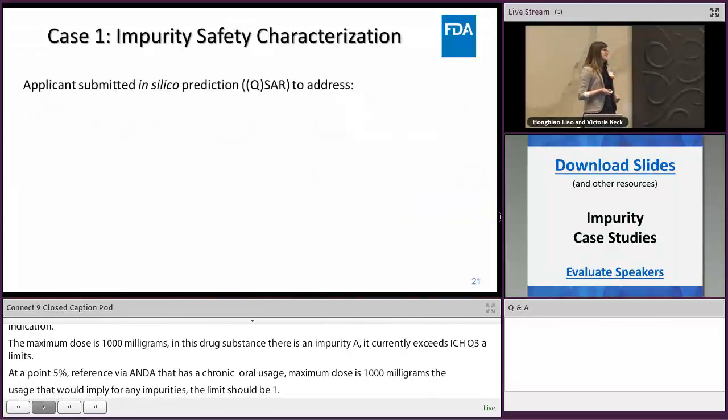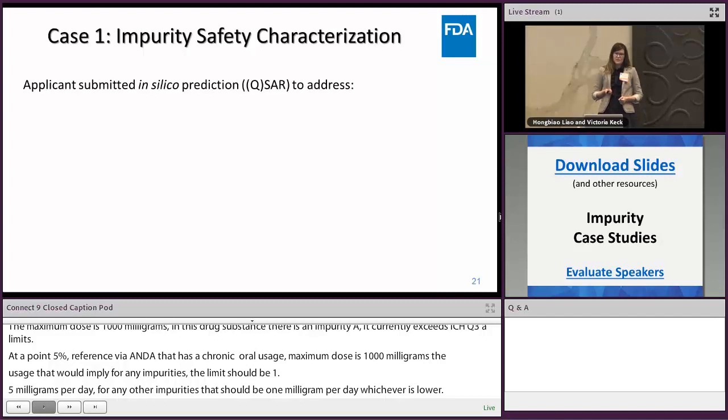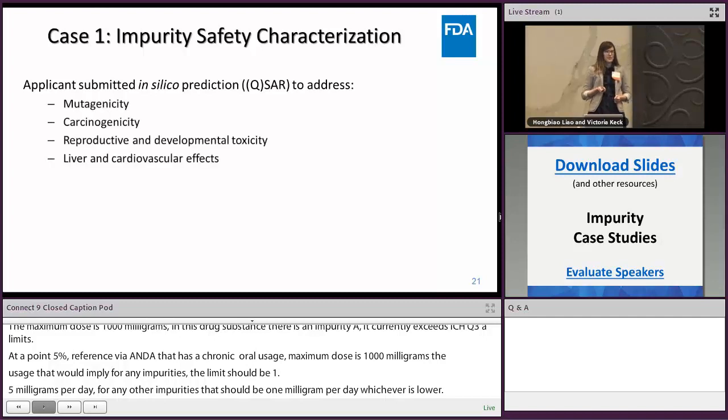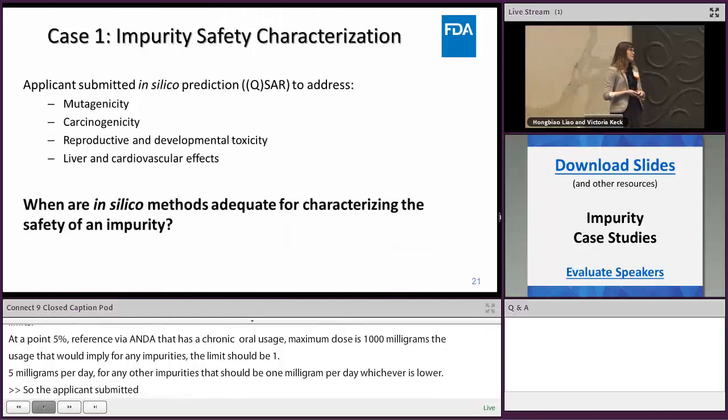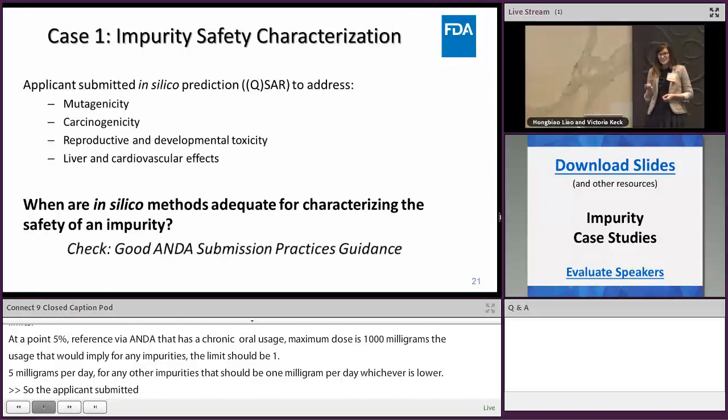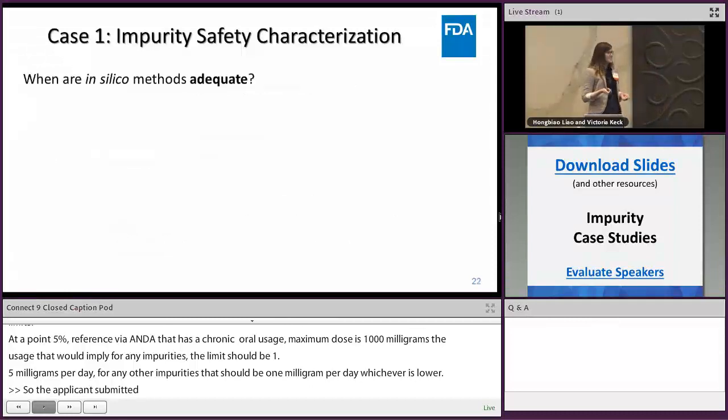So the applicant submitted in silico prediction to address mutagenicity as well as some general toxicity endpoints. So the question is, when are in silico methods adequate for characterizing the safety of an impurity? And hint, you can check the Good ANDA Submission Practices Guidance. We actually talk about this in this guidance document.